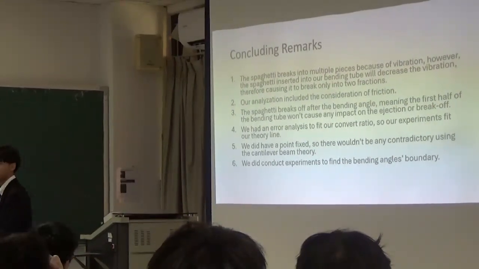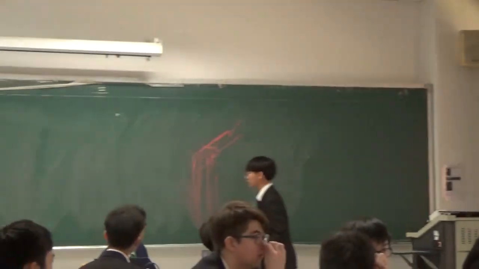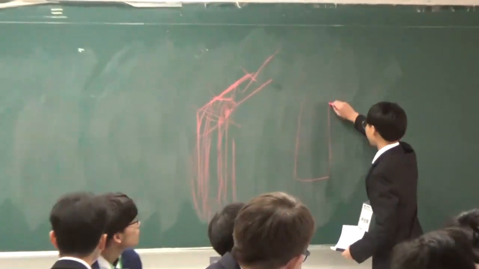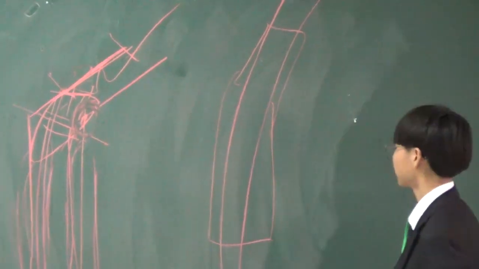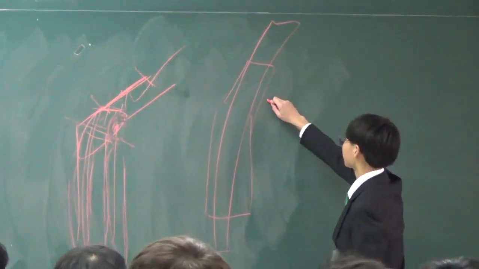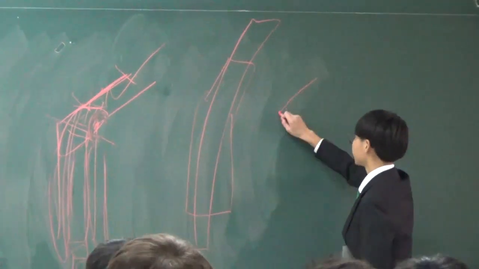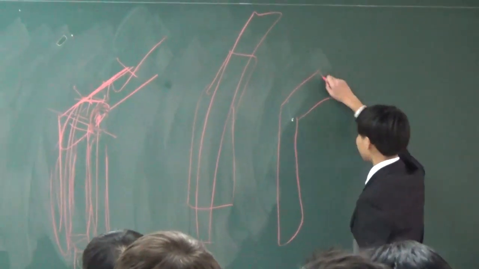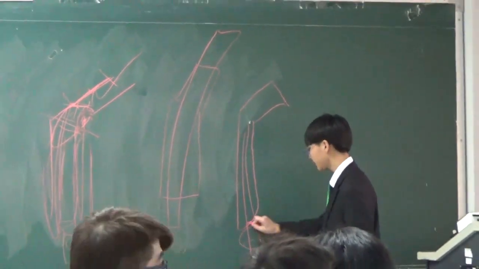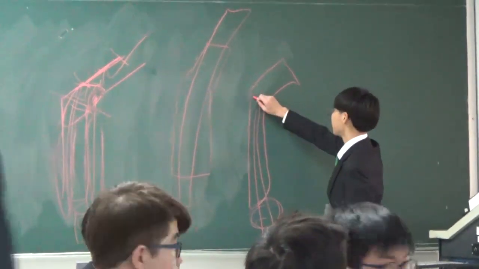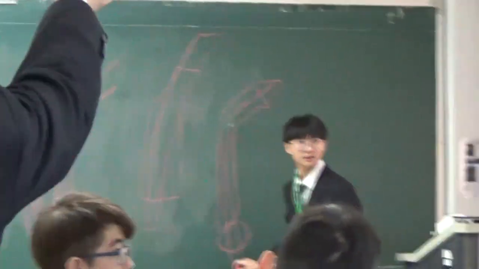Can we use the blackboard, please? Because of the 5 degrees, it will kind of look like that. So the spaghetti will go like this, and the 30 degrees will look like this, and the spaghetti will break here before the spaghetti is ejecting a little bit. That is all.